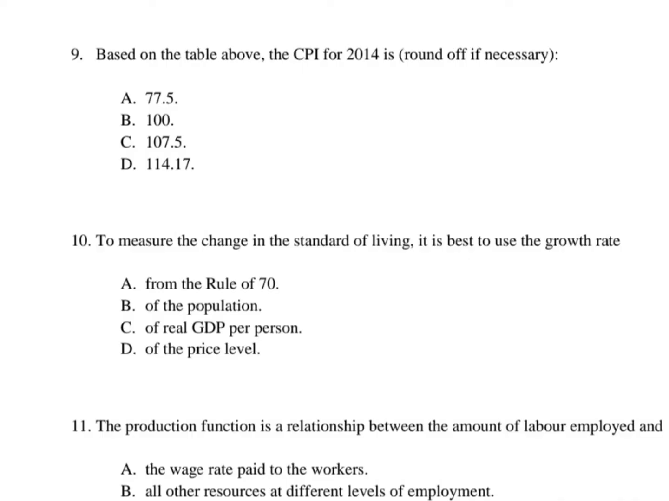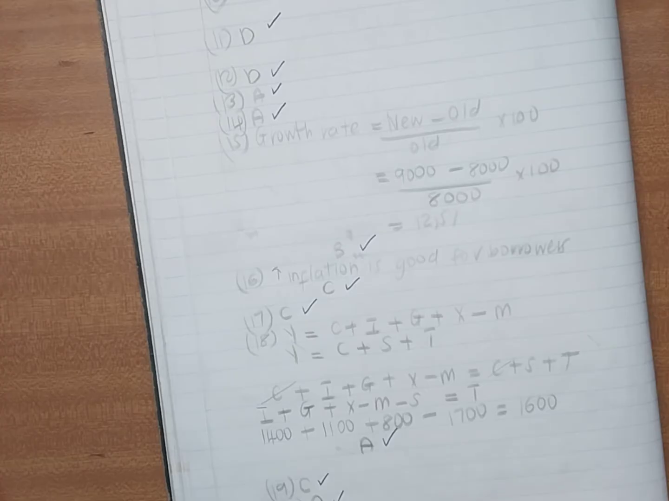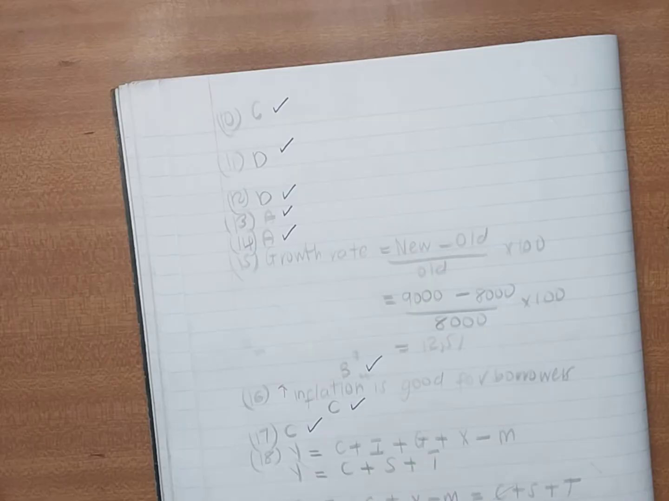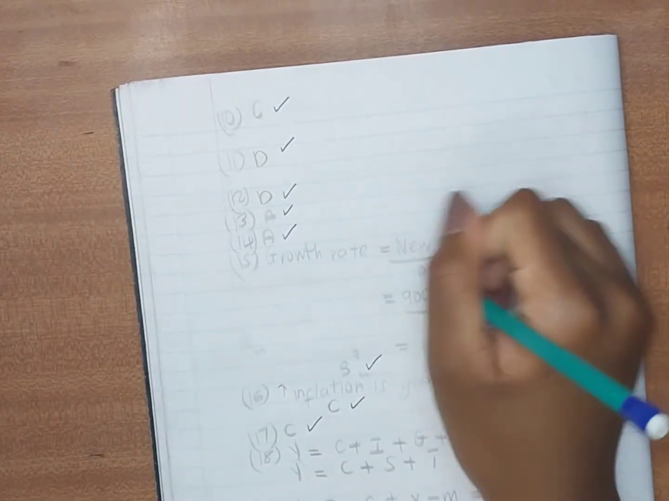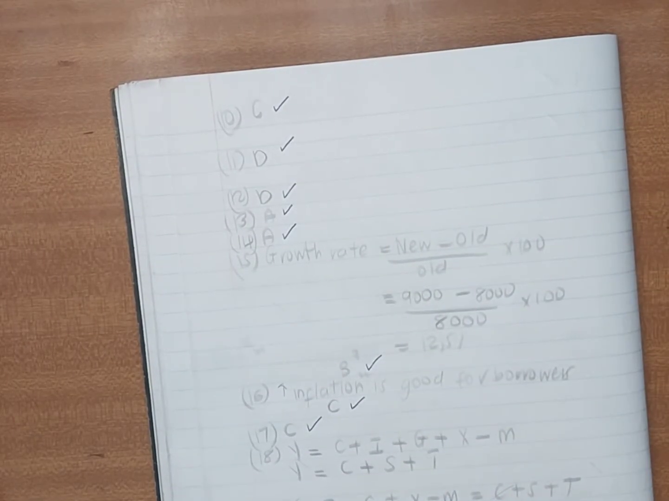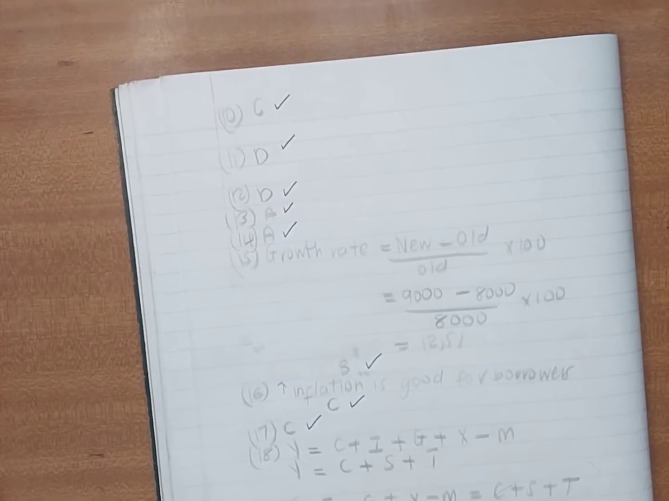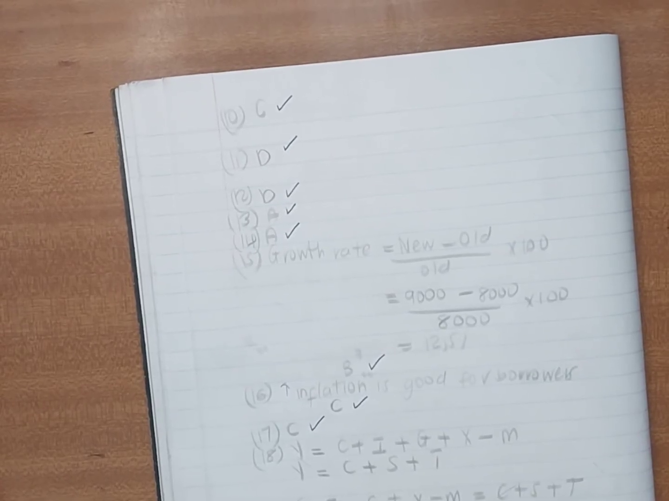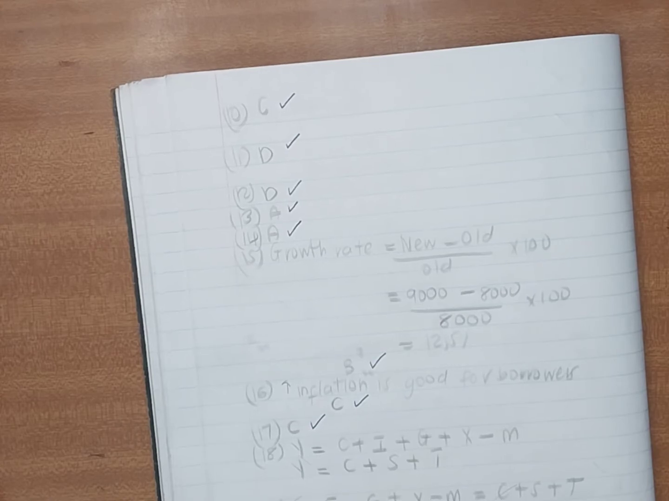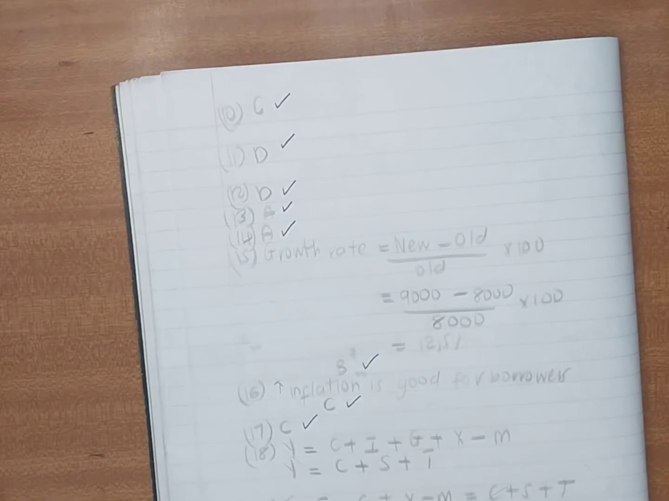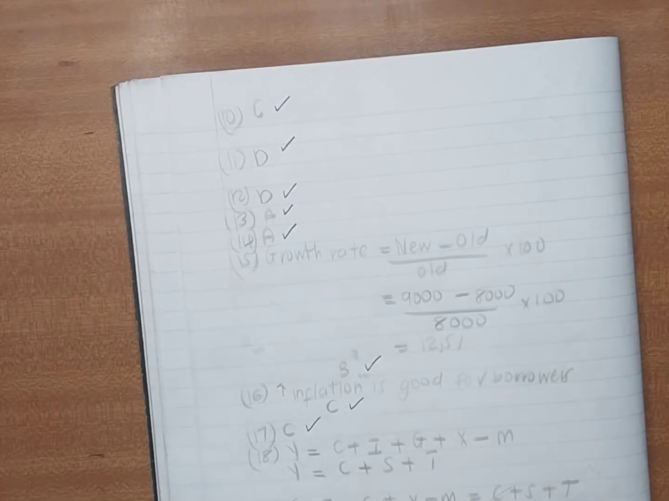Question 10 says, to measure the change in the standard of living, it is best to use the growth rate. Another thing that I want you to remember when you go into that test is that to calculate growth rates, it's always new minus old over old. Never forget that. But here they are asking about the best measure to look at the standard of living. When you are looking at economic growth, you always consider real GDP. However, when you're looking at the standard of living, you consider the real GDP per capita, per person, per head. So the answer for this is C.